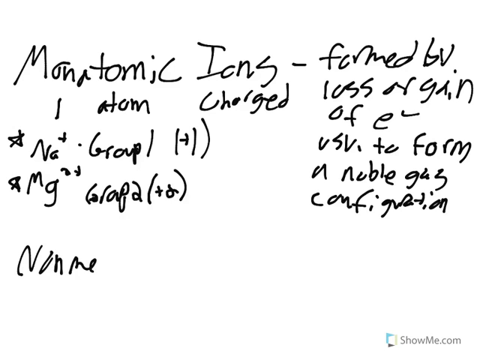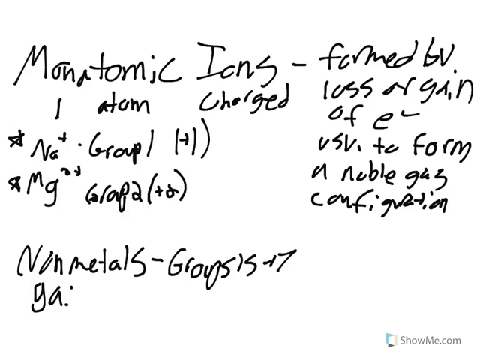Nonmetals, such as elements in groups 15 to 17, tend to gain electrons to form an anion to complete their outermost octet. So they want that full electron configuration. An example of that is oxygen 2-, so they start out with 6 electrons in the outer shell and they gain 2 so that it becomes 8, and that's a full valence shell. And also fluorine 1-, so fluorine minus.